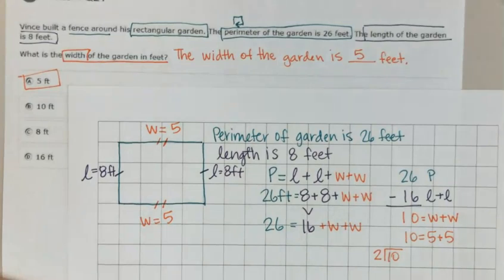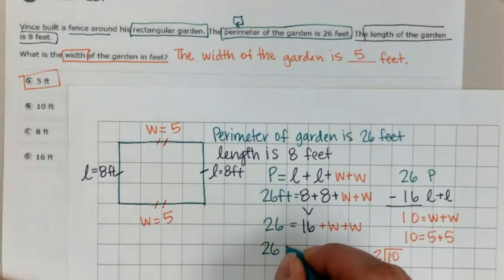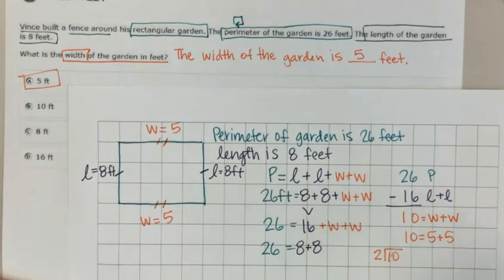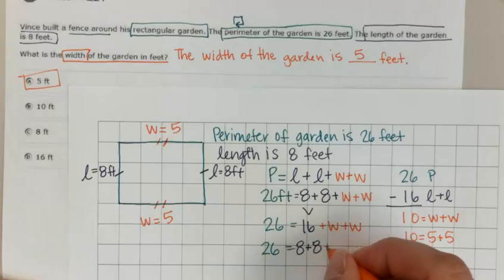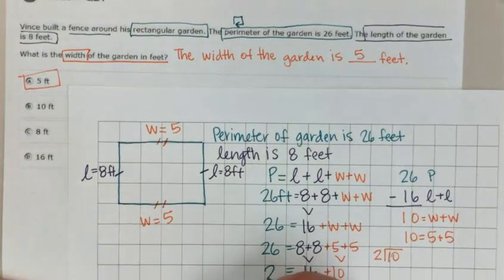If I want to plug this in just to check it, I can. We know that the perimeter was 26. We know that each one of the lengths is 8. Each one of my widths is 5. This added together is 10. This added together is 16, and I know that 16 plus 10 equals 26, so it checks.